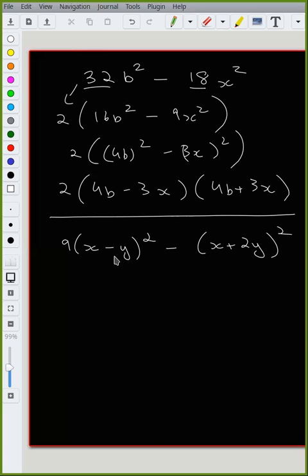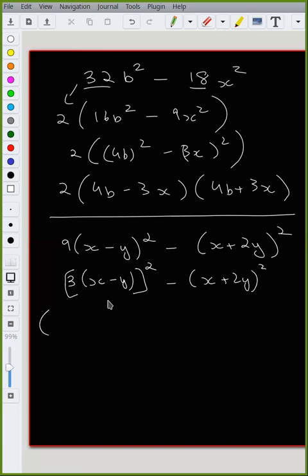So the only thing left now is difference of two squares. So we have a square here, we have a square here. What about 9? We do that as 3 square. We don't take the square root, we write this as 3 into x minus y, the whole thing squared, minus of x plus 2y, the whole thing squared. Now this is difference of two squares. So what is the identity? We won't open the brackets.